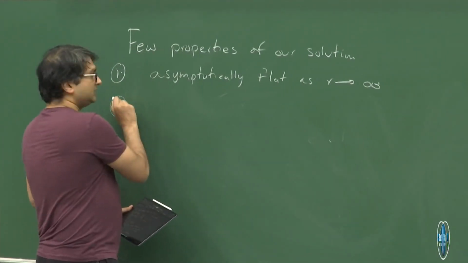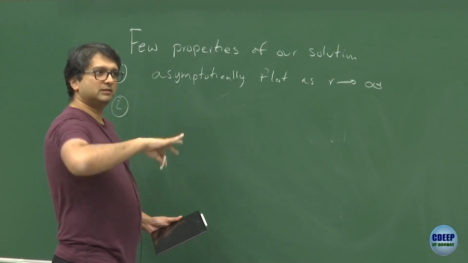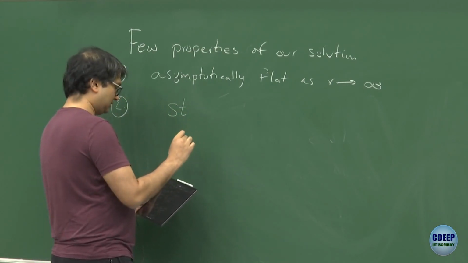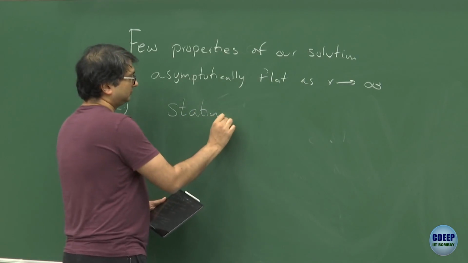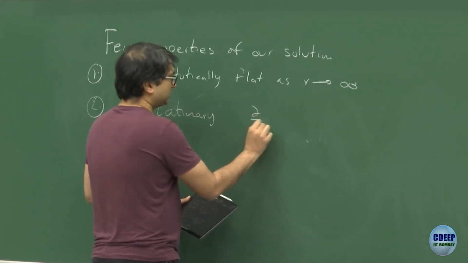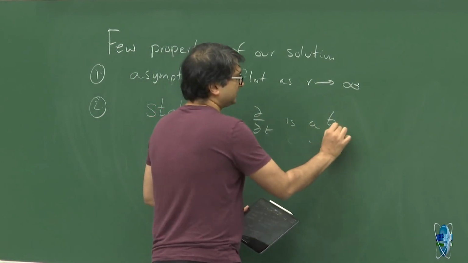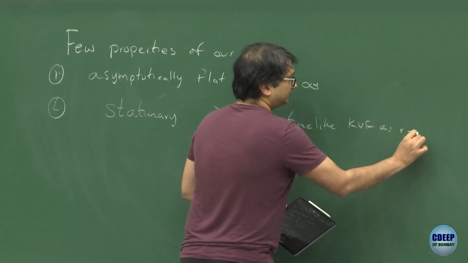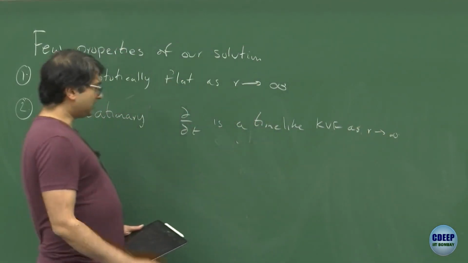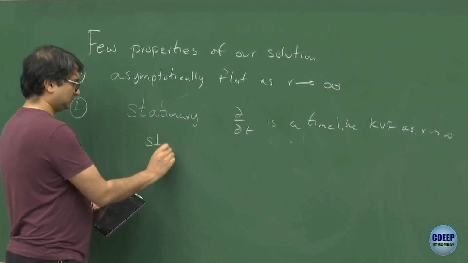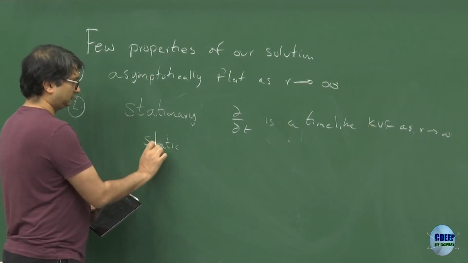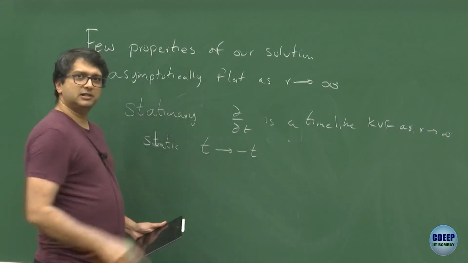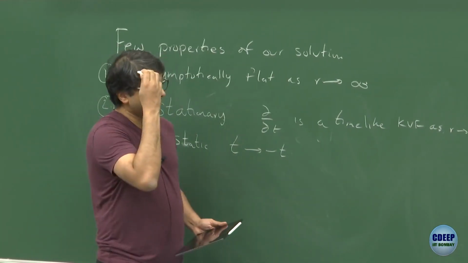Second, just like in Schwarzschild, we only demanded rotational symmetry, but we got another symmetry for free, which is that our space-time is stationary, and that partial t is a time-like Killing vector field as r goes to infinity. But also our space-time is static. One way to see this is that I have this reflection symmetry, t goes to minus t, which doesn't change the metric.